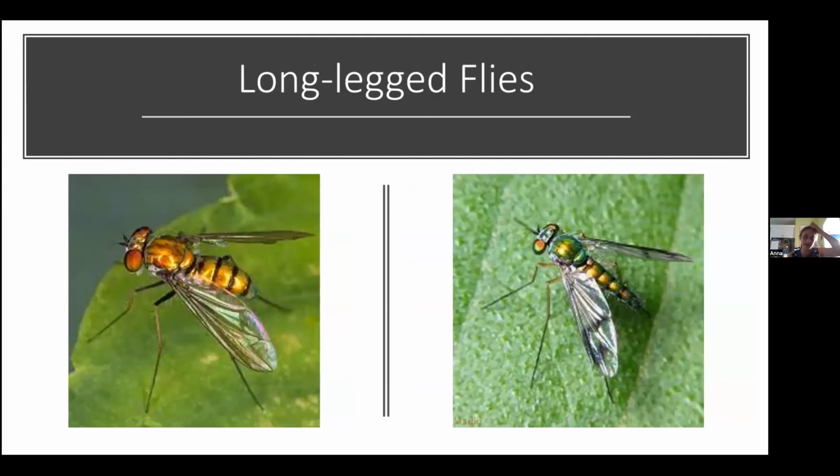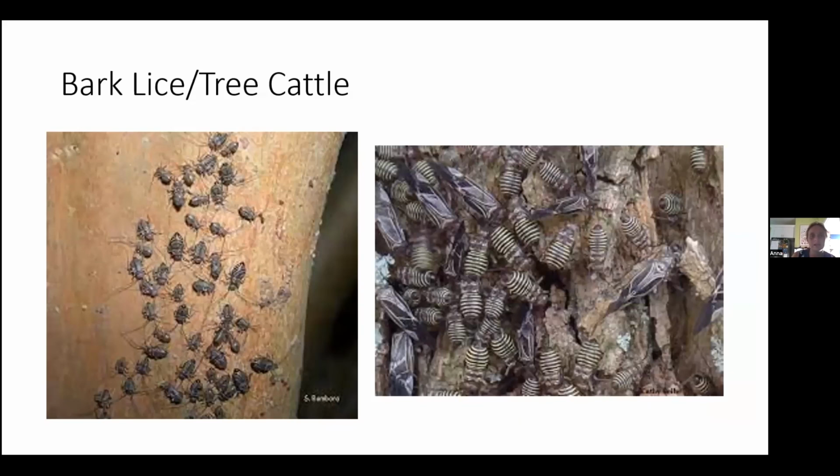Long-legged flies, they're iridescent, tend to hang out on top of plants in our garden. These guys are harmless, but we get calls about them occasionally. It's kind of interesting and beautiful. If you have crepe myrtles or sycamore trees, you might notice these guys.